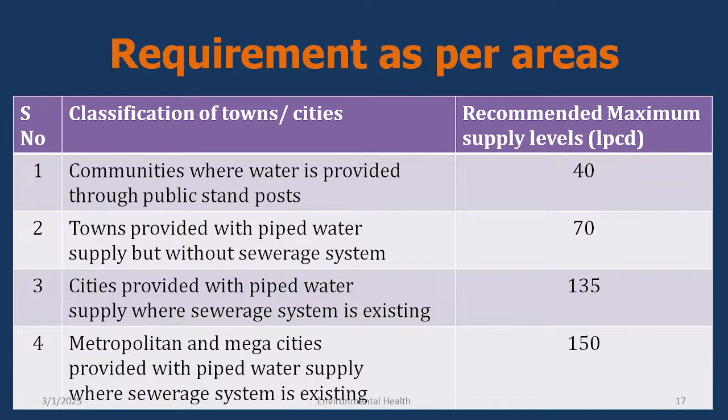For urban areas, it depends on which type of area it is. If the community doesn't have a sewage system, or has a sewage system, or is a bigger community like a city, like a metropolitan city, the recommended maximum supply levels differ. You can see for urban or peri-urban areas, it's similar to rural if it's not a typical town or city. But for a town, it starts from 70 to 150 liters per capita per day.